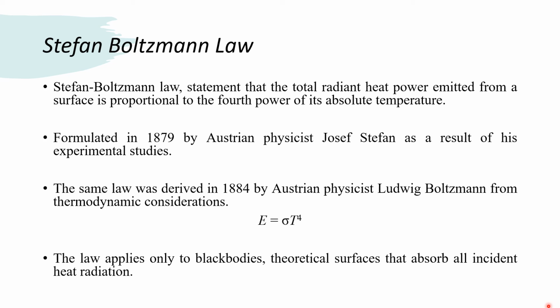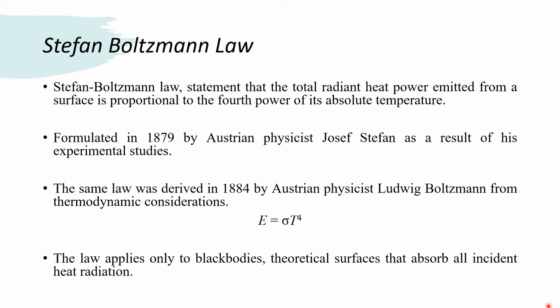The Stefan-Boltzmann law states that the total radiant heat power emitted from a surface is proportional to the fourth power of its absolute temperature, which was formulated in the year 1879 by an Austrian physicist, Joseph Stefan, as a result of his experimental studies.